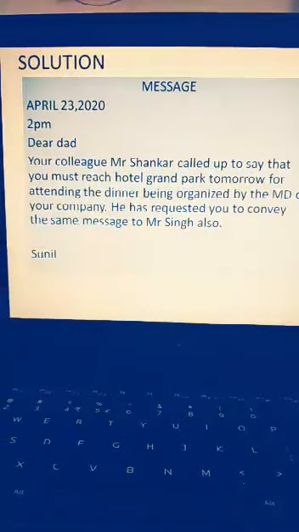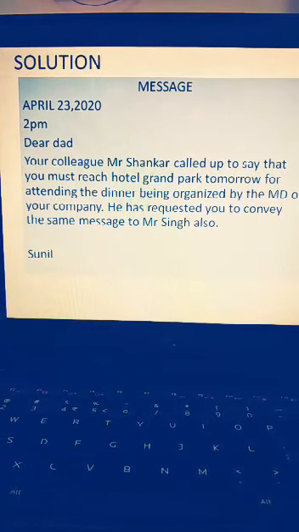So how to write a message in this? Again, in the box, first write the word message on the top. Then on the left side, please write the date, 23rd April 2020. Then write 2 p.m. as the time. Dear Dad, your colleague Mr. Shankar called up to say that you must reach Hotel Grand Park tomorrow for attending the dinner being organized by the MD of your company.